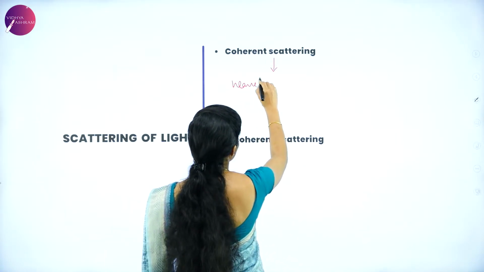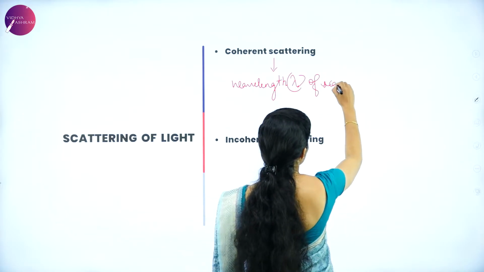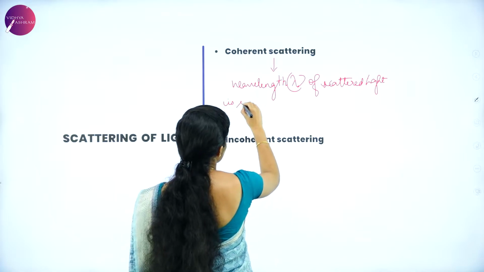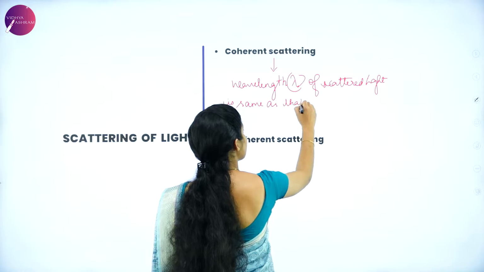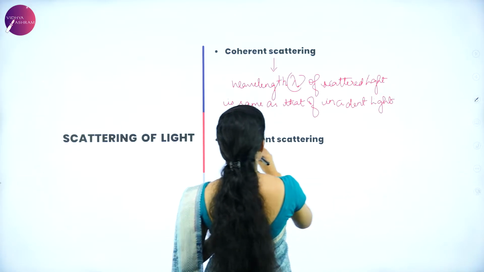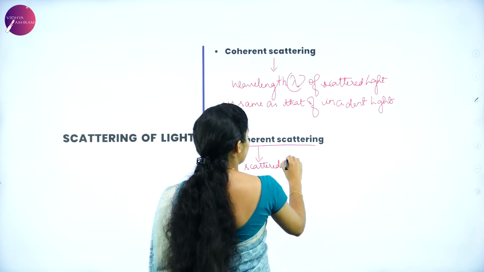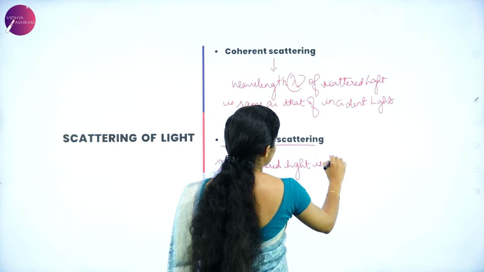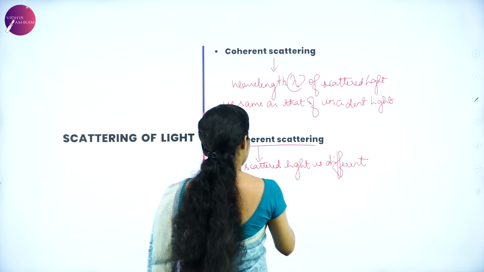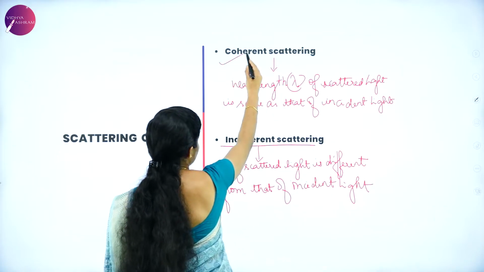Coherent scattering means the wavelength of scattered light is same as that of incident light, and in case of incoherent scattering we have the wavelength of scattered light is different from that of incident light. So we have two sets, coherent scattering, incoherent scattering.